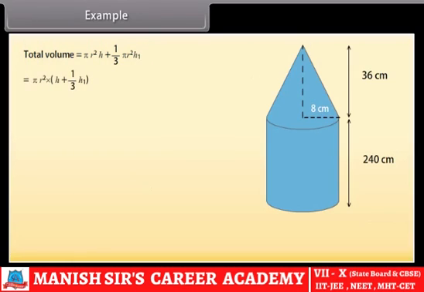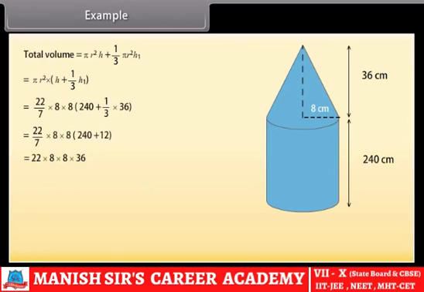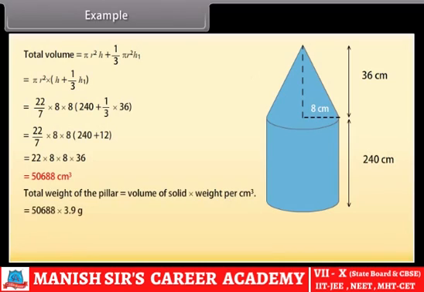This is equal to pi r square into H plus 1 by 3 H1. Solving this, we get total volume is equal to 50688 centimeter cube. Now total weight of the pillar is equal to volume of solid into weight per cubic centimeter. This is equal to 197683.2 grams or 197.6832 kilograms.